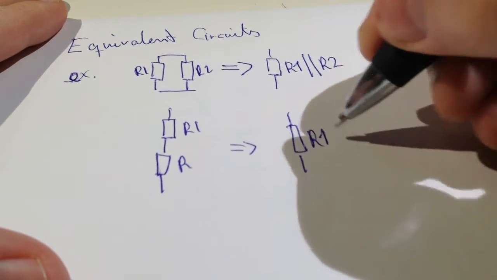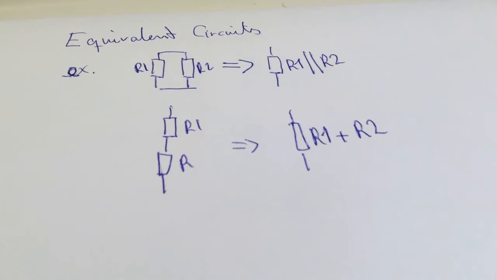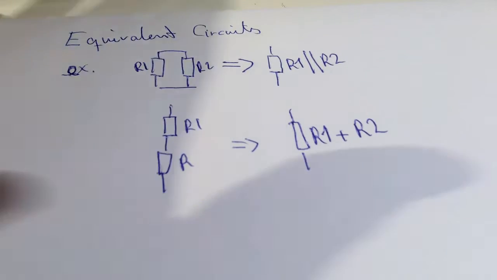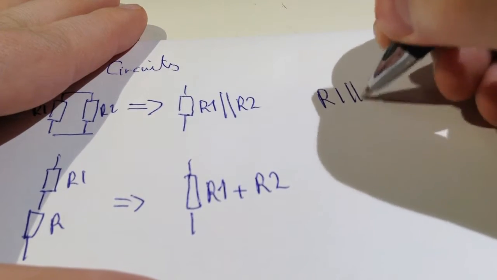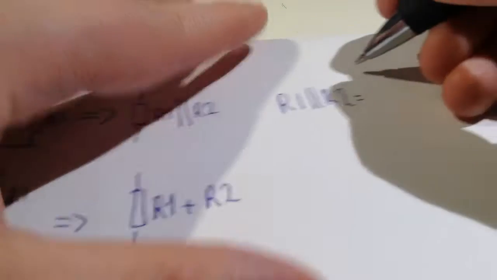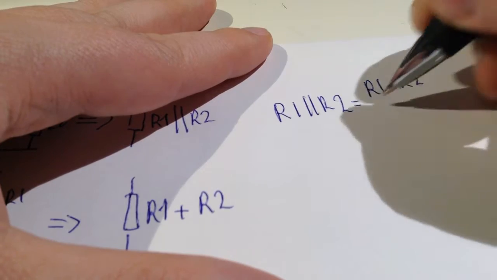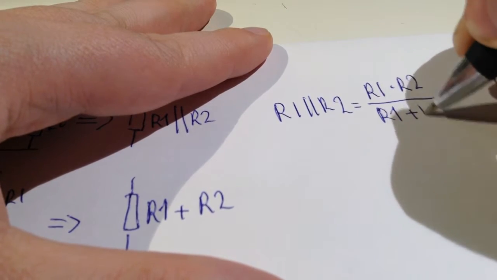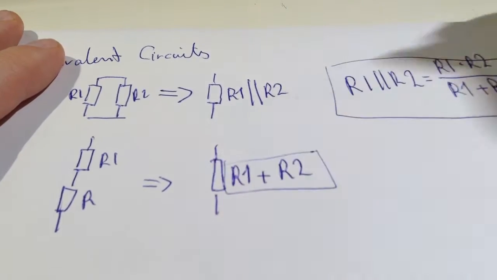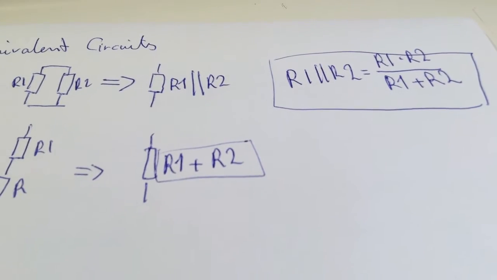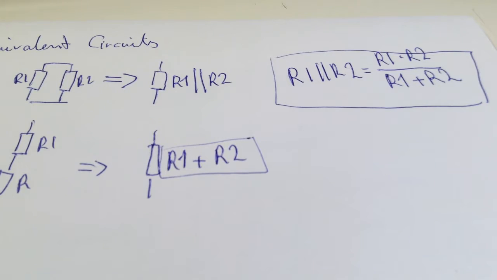And here you have a series connection, and the formula for that is much easier. And the formula for parallel, sometimes you write it like this, and you see the formula. And we will look at Kirchhoff's law, how they get to that formula.